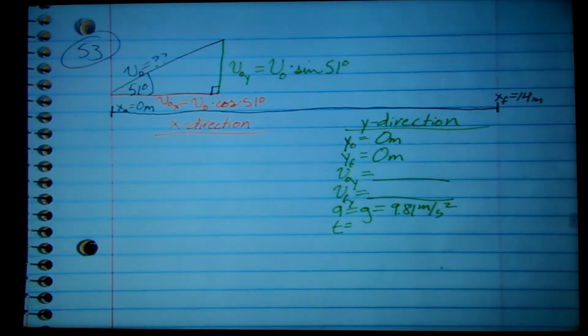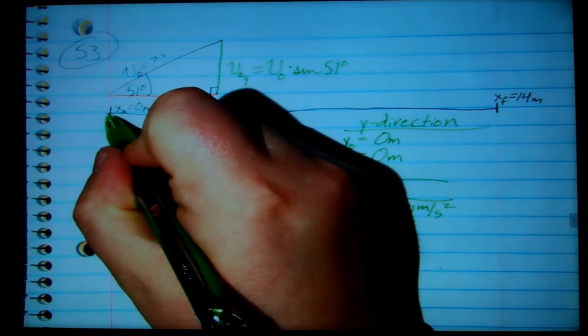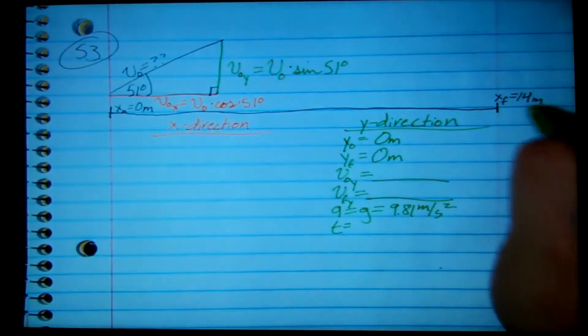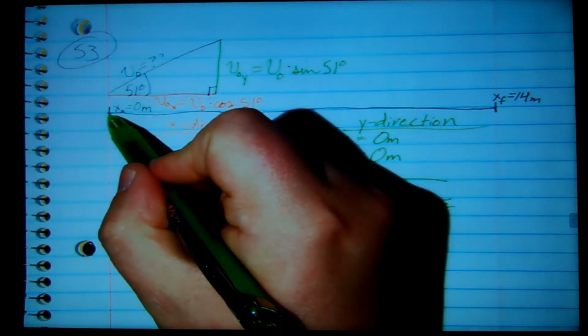Why would it be 0 meters for both of them? Because he shot at this point, and the basket is at this point. Or she, he or she. Okay.